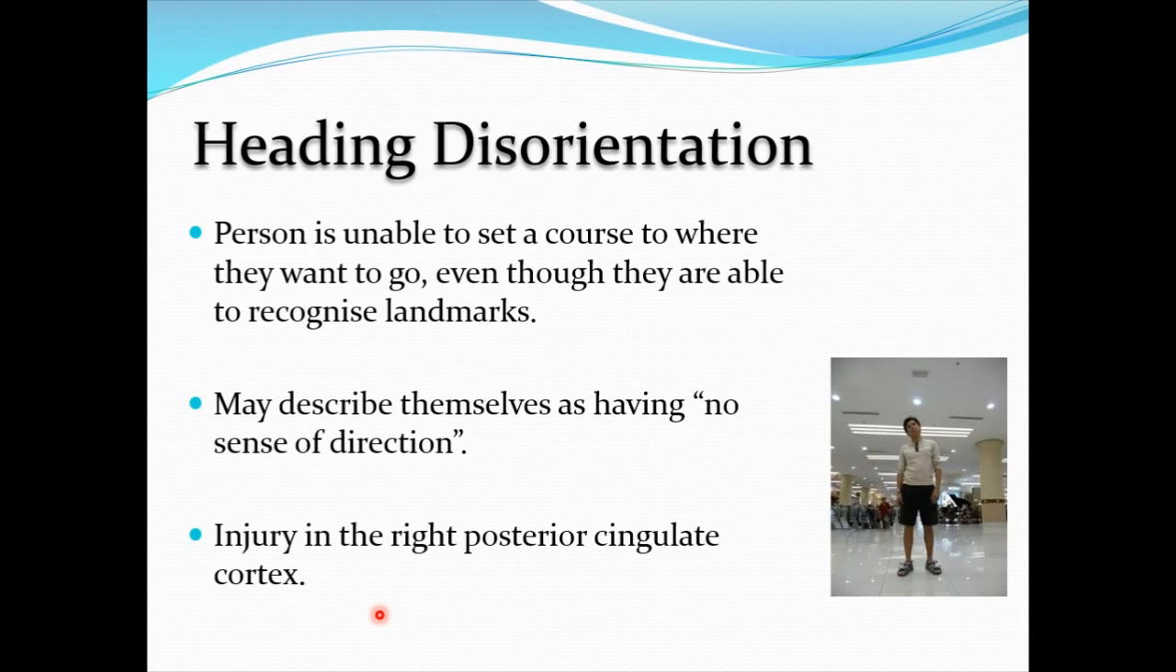Injury in the right posterior cingulate cortex is responsible for that. So right hemisphere, posterior towards the back, cingulate cortex. Remember where the cingulate cortex is? If you think of where the corpus callosum is, the gyrus just above the corpus callosum is called the cingulate gyrus. So we're talking about the right-hand side at the back of the cingulate gyrus. Okay.